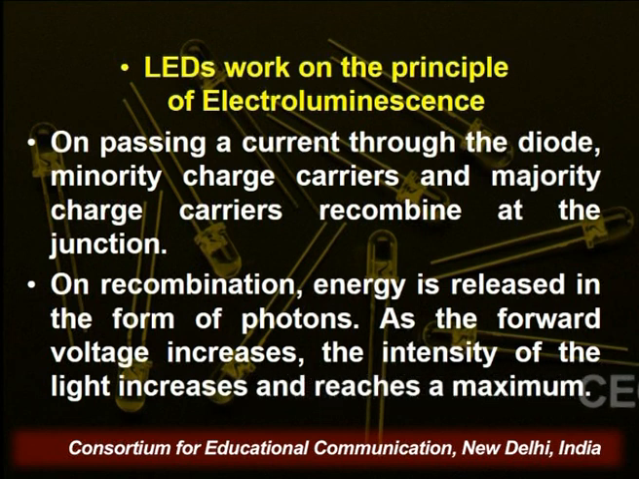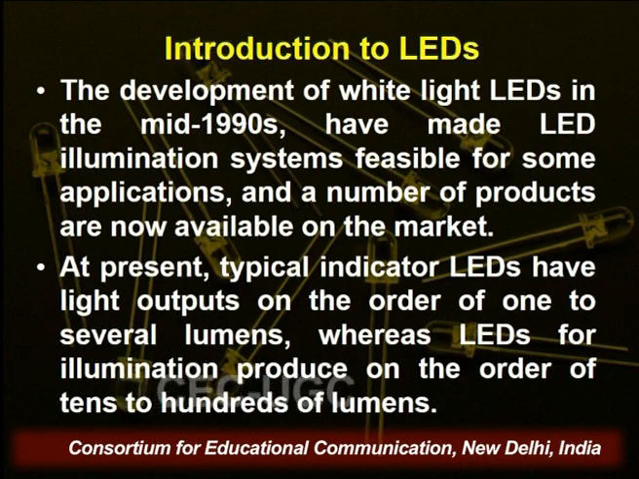So on passing a current through the diode, minority charge carriers and majority charge carriers try to recombine in the depletion layer. On the recombination, the energy is released in the form of photons. As the forward voltage increases, the intensity of the light increases and reaches the maximum.